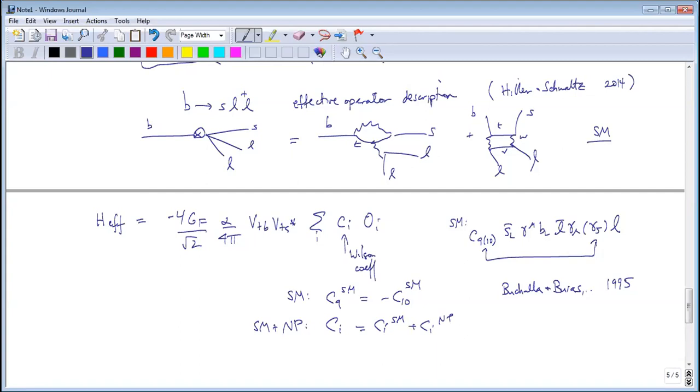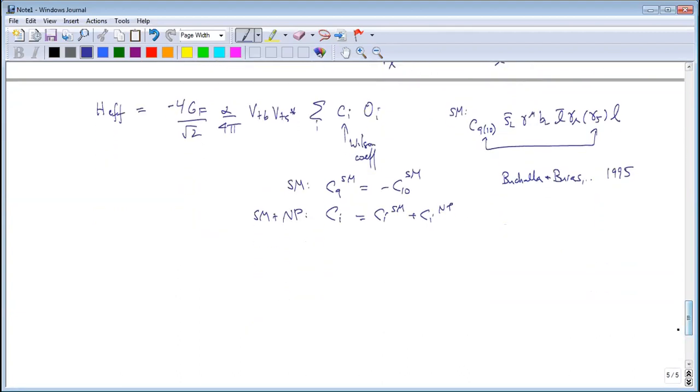And you consider all the operators up to dimension 6, four-Fermi operators consistent with gauge invariance. In particular, you'd also want to have lepton specific ones, meaning a different label depending on whether the lepton in that operator is e, mu, or tau. So there's actually a lot of different possible operators.